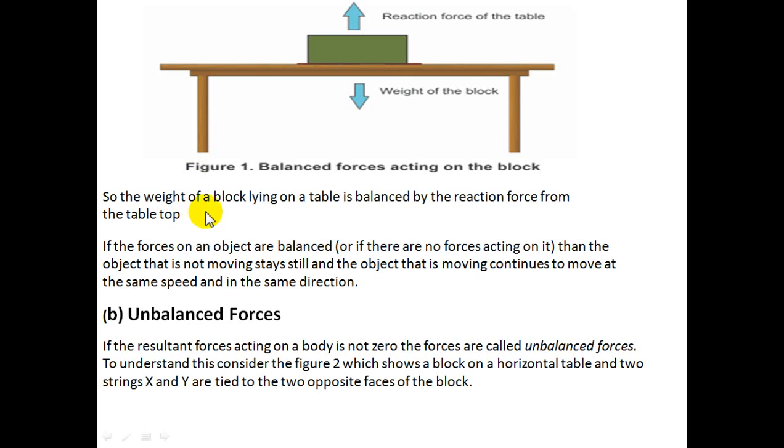When the coin was on the cardboard, there was a balanced force between the cardboard and the coin. If the forces on an object are balanced, if there is no net force acting on it, then an object that is not moving stays still, and an object that is moving continues to move at the same speed and in the same direction. The same thing: if the coin is kept on the cardboard, it stays still because there is a balanced force. But if there is no balanced force, it started moving and fell into the glass.